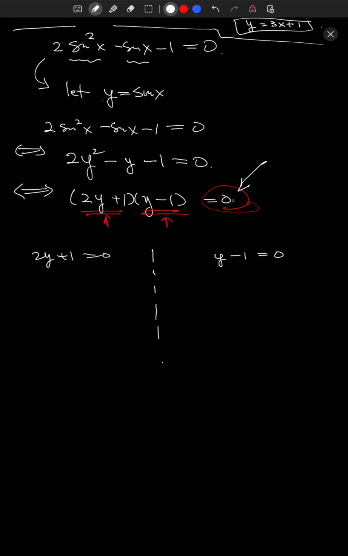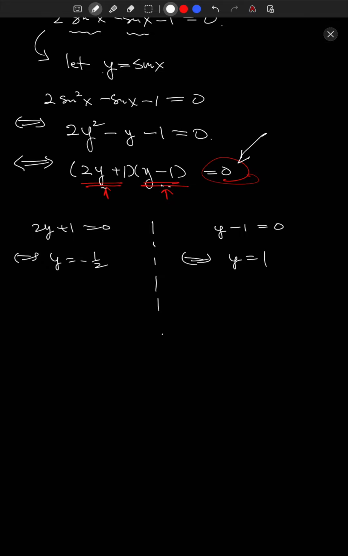Because again, 0 has this special property that if two guys multiply to 0, one of them has to be 0, right? If that 0 were, let's say, 2, there are many, many ways for two things to multiply to 2. So it's not going to work. Okay, so on the left side, we get y is equal to minus 1/2. On the right side, we get y equals 1. All right. What do we do with that?